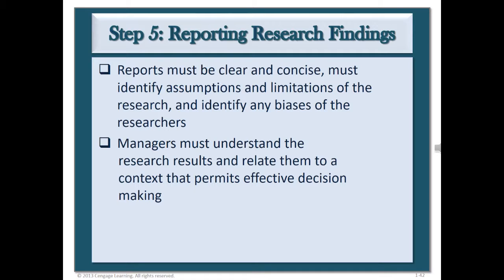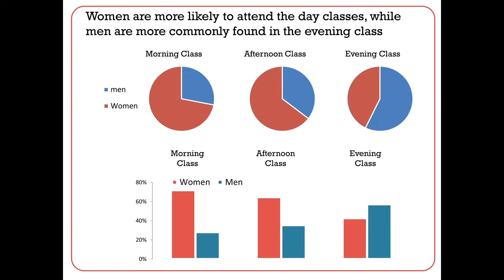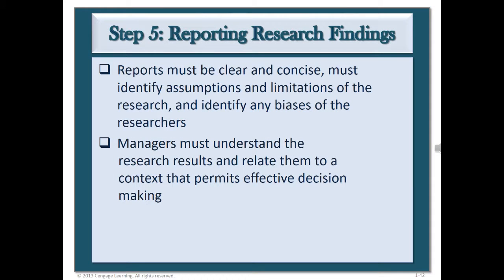Managers must understand the research results. This goes back to being clear and concise, using lots of graphics, lots of tables, any kind of tool that helps managers relate to the context and permits effective decision making. That is the ultimate goal of the research, right? Is to make effective decision making. So that concludes the 5 steps of the marketing research process and a brief introduction into marketing research.